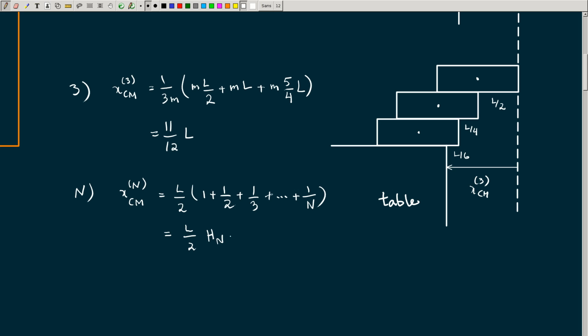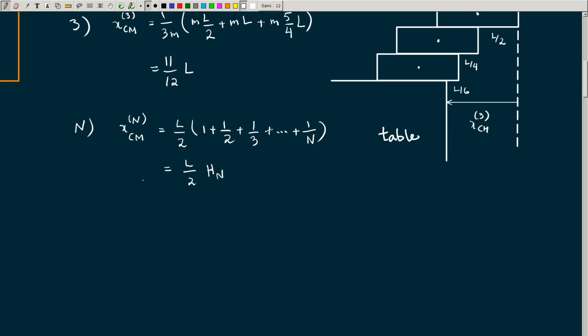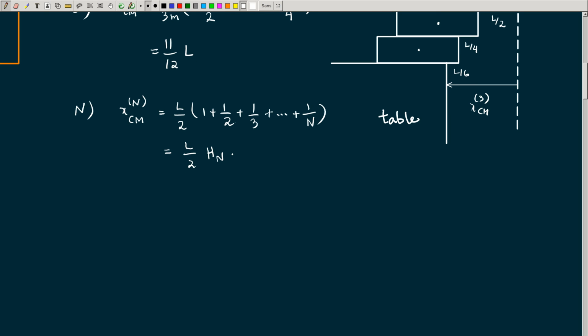Okay, so this is the claim. We just guessed that this is going to be the case for n. To prove this guess, we assume it for n and we show it for n plus 1.